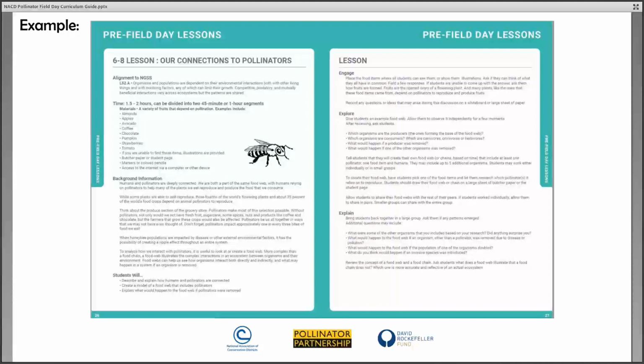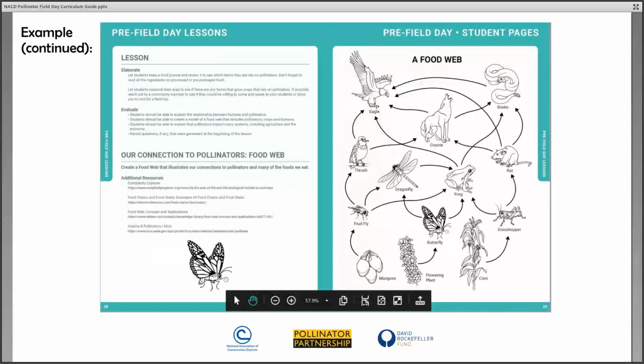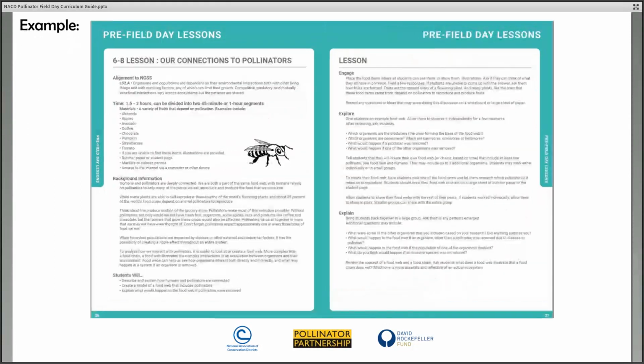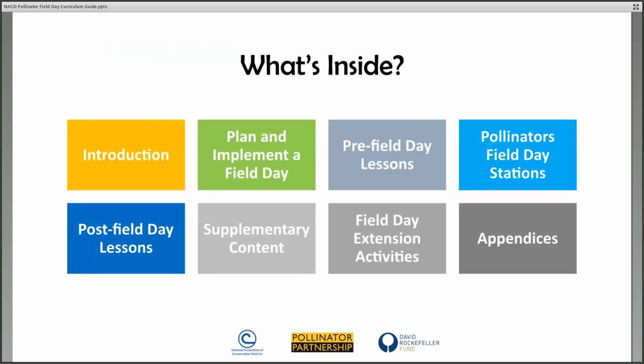And you will notice that we've included the alignment to the Next Generation Science Standards, the time it takes to do the lesson, all the materials that you'll need, some background information, what students will do during the lesson, and of course the 5 E's: engage, explore, explain, elaborate, and evaluate. So let me go back.